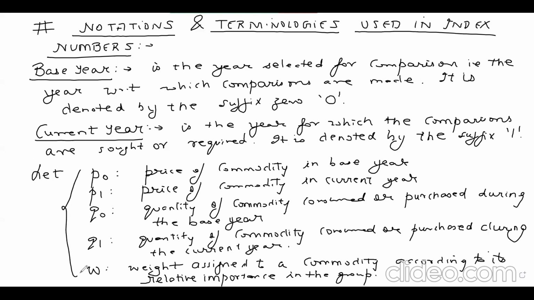P0 is the price of the commodity in the base year. P1 is the price of the commodity in the current year. Q0 is the quantity of the commodity consumed or purchased in the base year. Q1 is the same in the current year. W denotes the weight, which is capturing the relative importance of that commodity in the group.